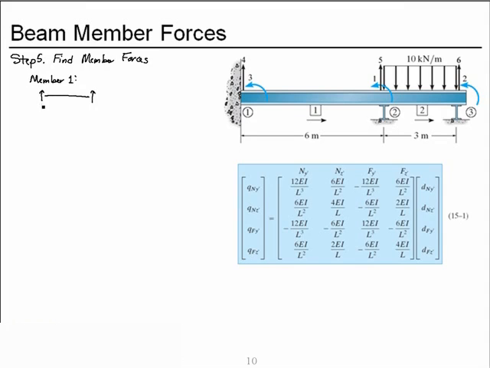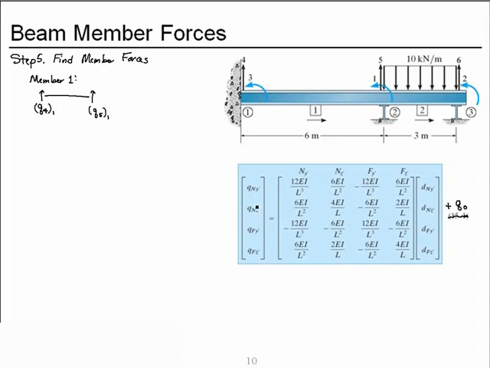We're specifically looking for the shears, so I won't draw the moments. We're looking for Q4 from member 1 on the left end, and Q5 from member 1 at the right end. And we'll use equation 15-1, but I want to point out the equation's missing something. We need to add our fixed end forces back in order to obtain the member forces.